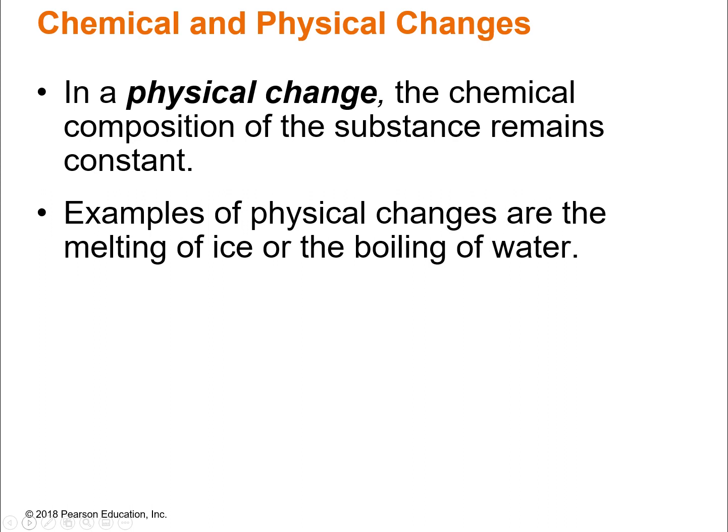I'm going to remind you of the chemical and physical changes that we talked about in Chapter 3. In a physical change, the composition of the substance remains constant. So you're not doing any kind of chemistry, no reactions. We're talking about a change in state or a change in shape. Examples are melting ice, boiling water.